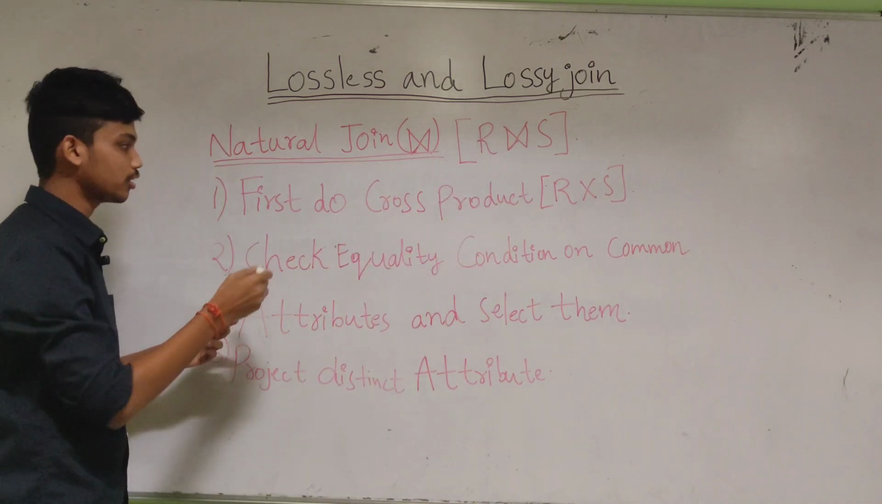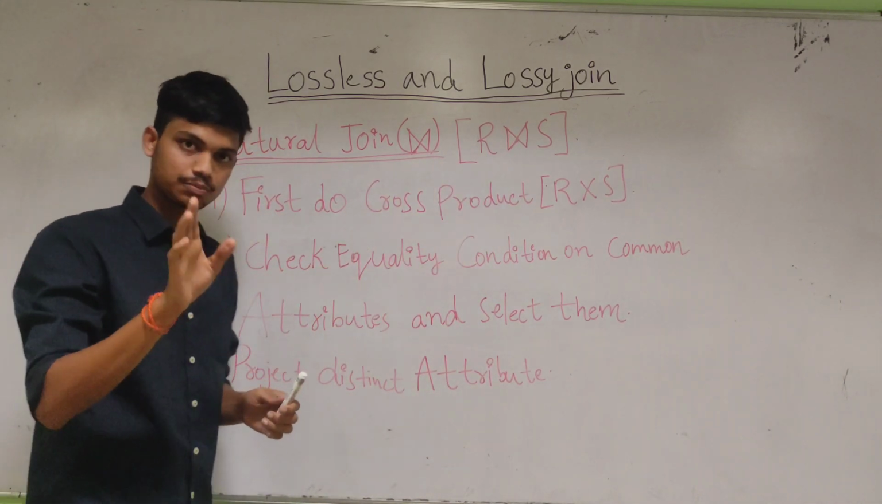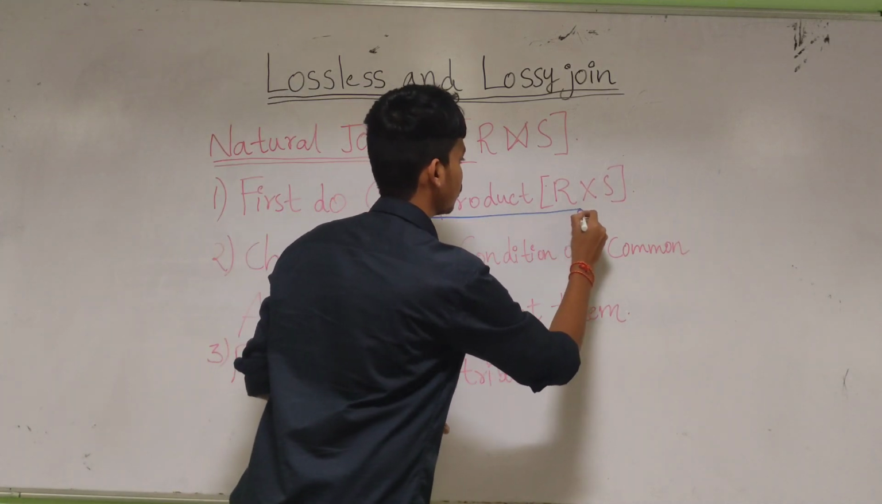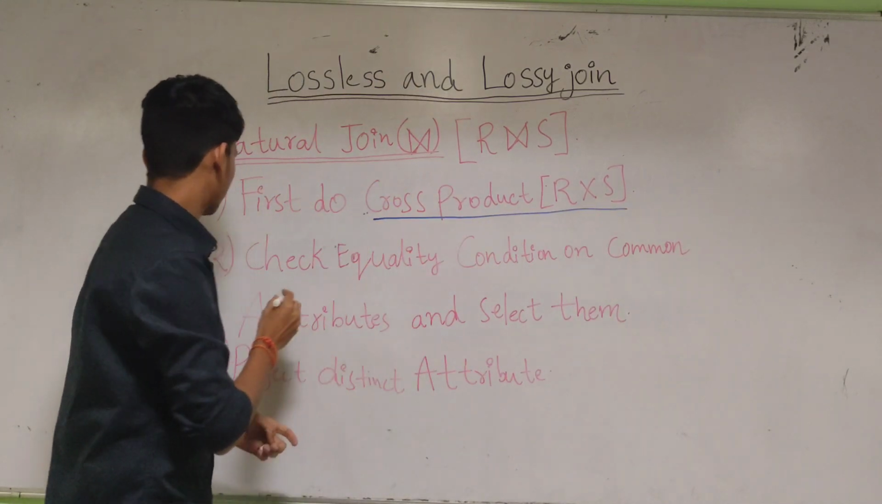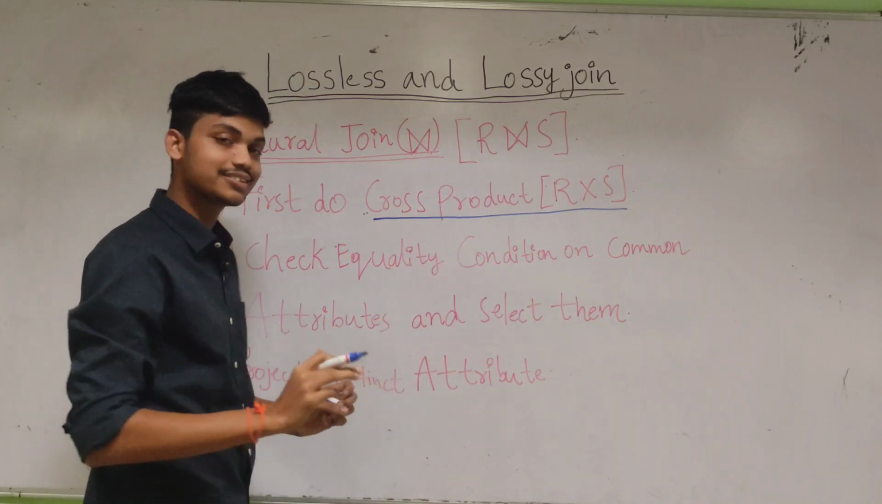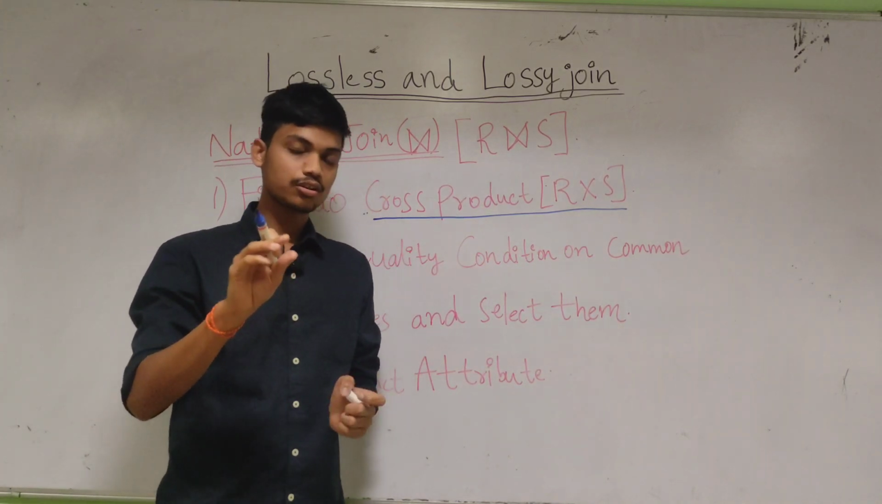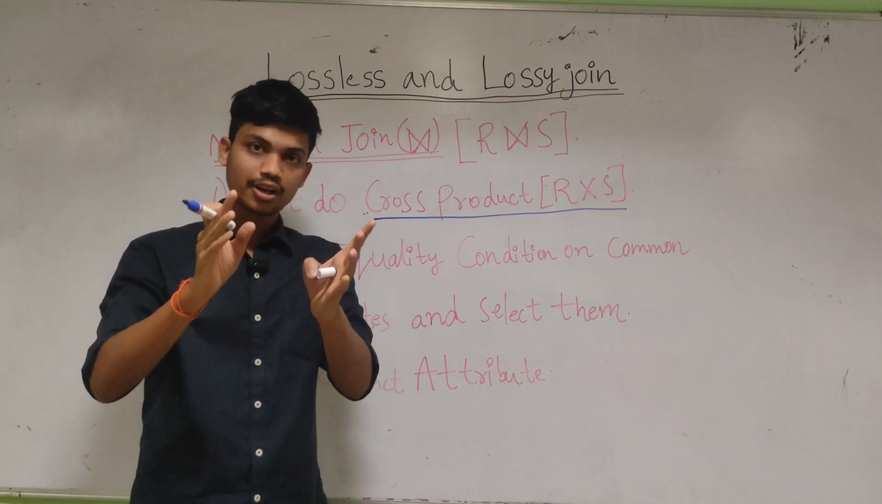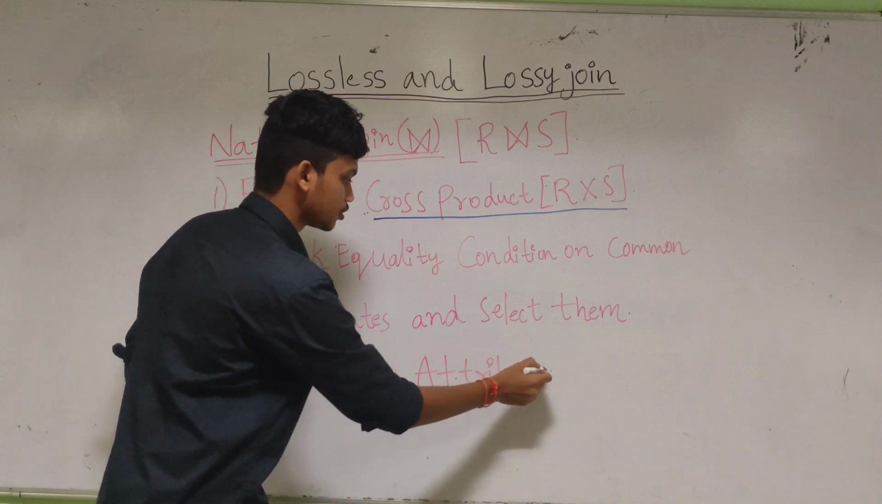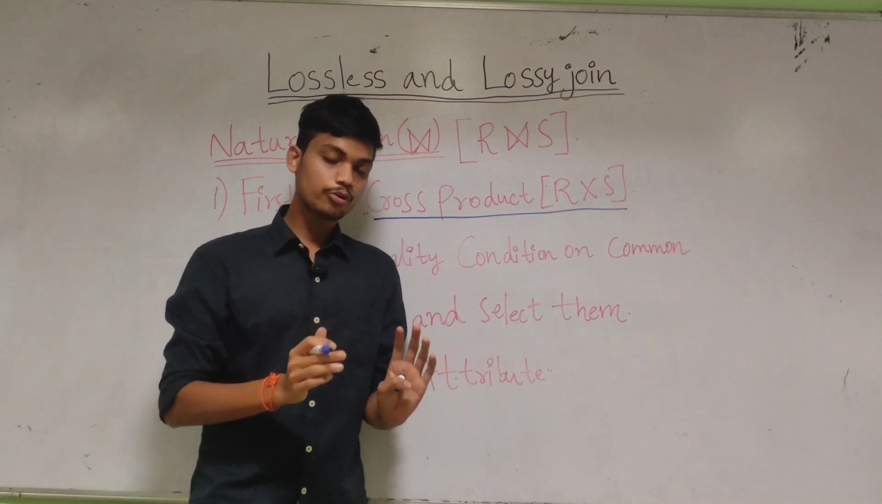So how to do a natural join? First do the cross product. I will explain what the cross product is. Now check the equality condition on common attributes and select them. We should check the equality condition on the common attributes of the cross product, and after that project distinct attributes onto the table. Now note it down.